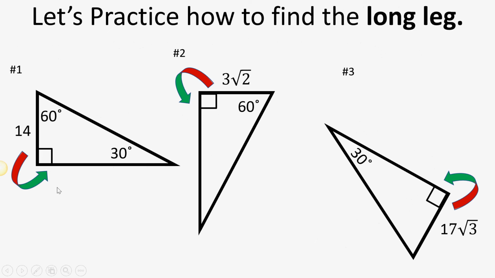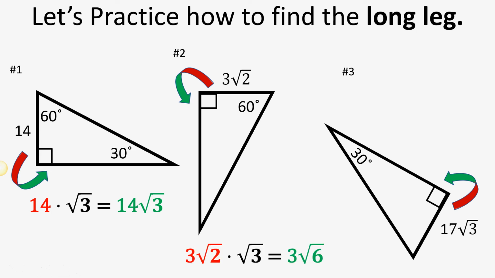14 times radical 3: 14 radical 3. 3 radical 2 times radical 3. Well, now you've got 2 radicals multiplying. You're going to multiply those numbers underneath. So the 2 and the 3 are under the radicals, so you get 2 times 3, which is 6 under the radical. It doesn't have any square factors, so you're done.